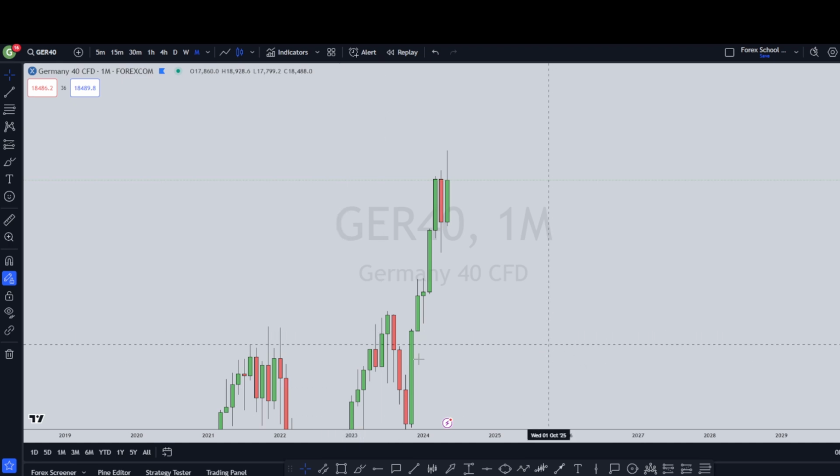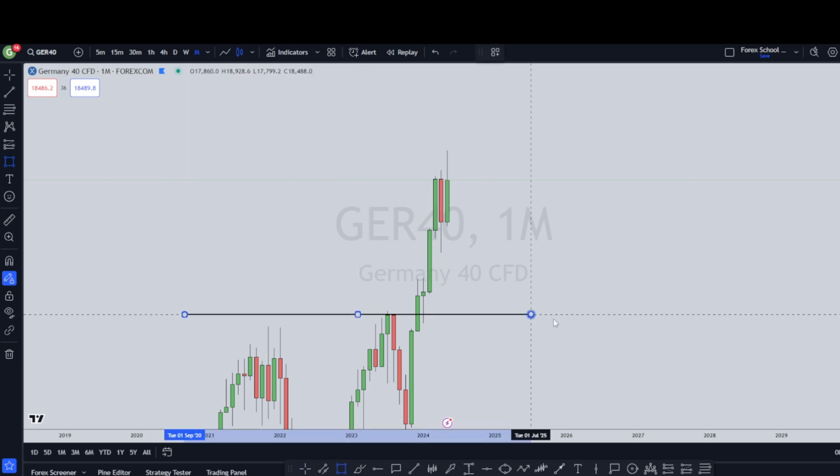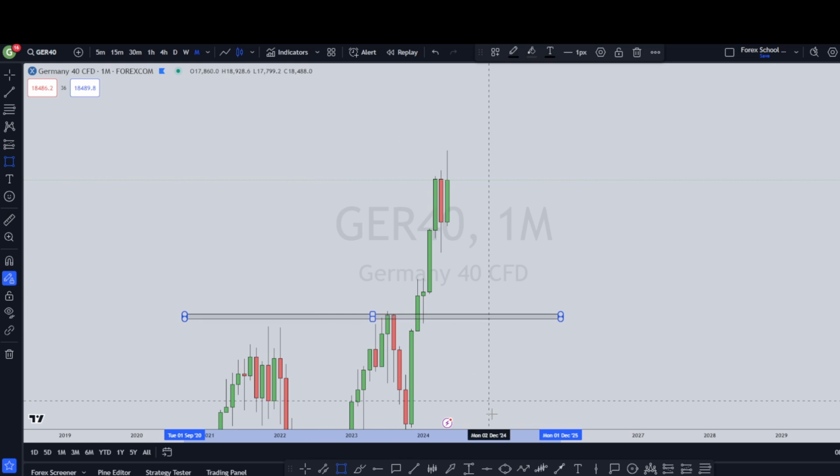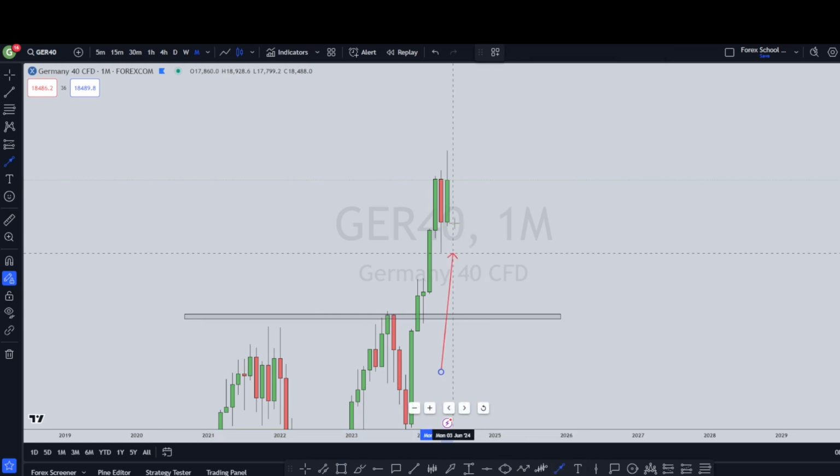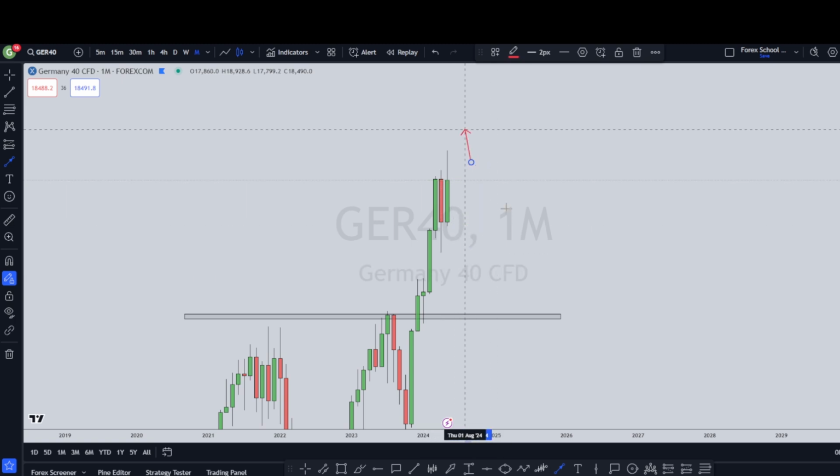Looking at the monthly time frame, what we see is that some months back, price broke above this resistance area to the upside and has been moving impulsively since. However, last month we saw this bearish candle drop to the downside, retracing some ground that had been covered by the impulsive move to the upside.